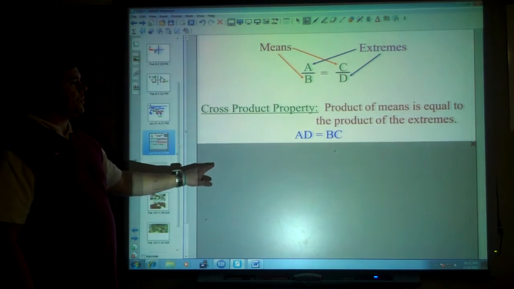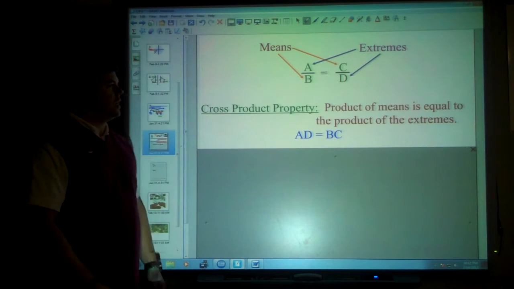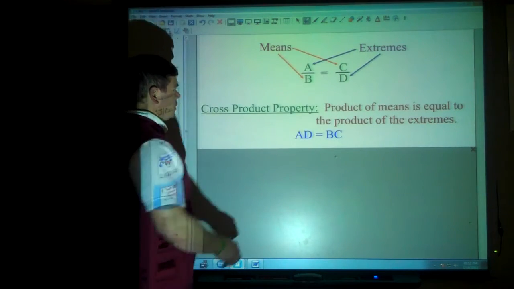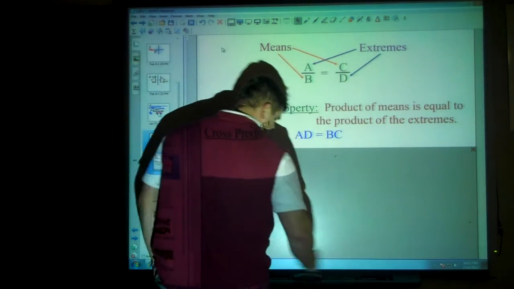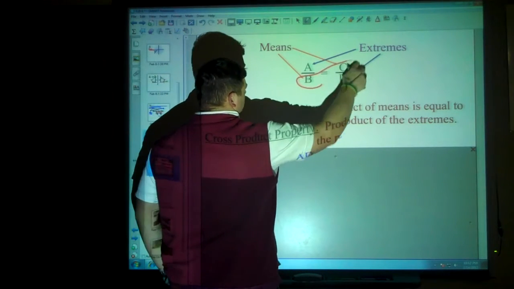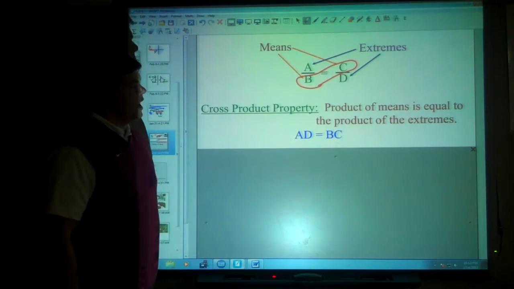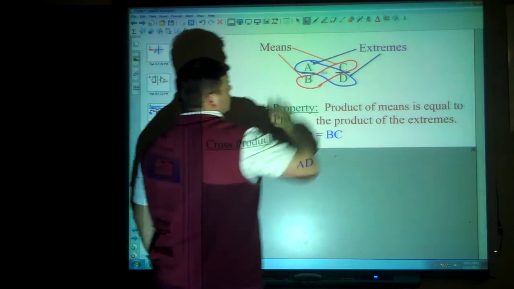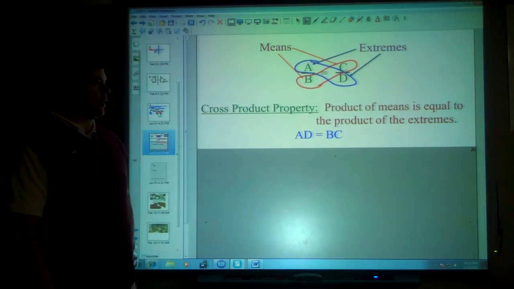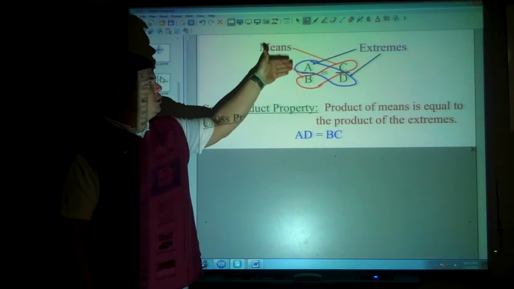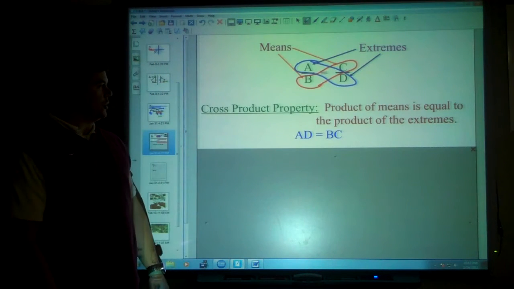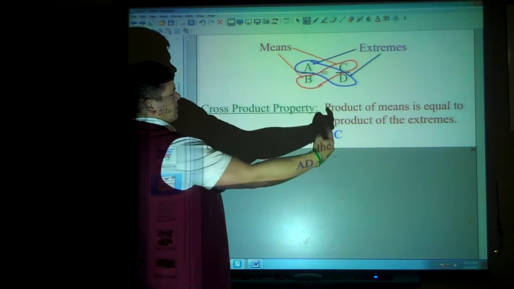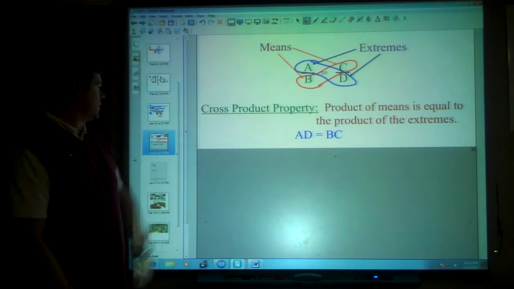But what we do know is that the cross-product property states that any product of the means is equal to the product of the extremes. In other words, if you take these values, which are the means, and you multiply them together, they will equal the extremes multiplied together. Always. If you are truly dealing with 2 fractions that are equal to each other, then the top and bottom of one multiplied together will always equal the top and bottom of the other multiplied together. And that's the cross product property.